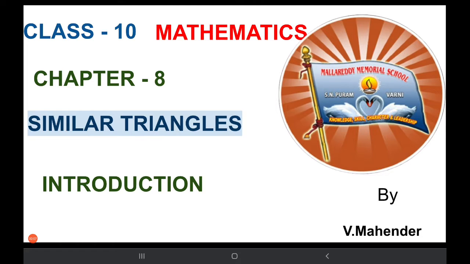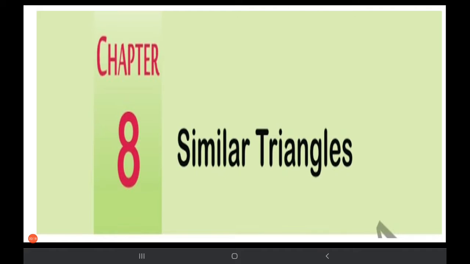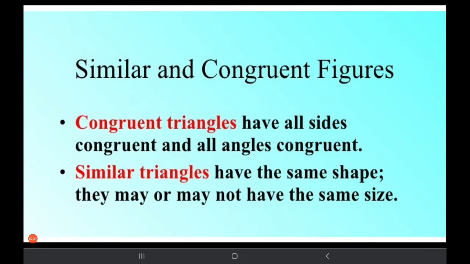Today we are going to start with a new chapter, Similar Triangles. It's the 8th chapter of class 10th. So let's start with the chapter, Similar and Congruent Figures.